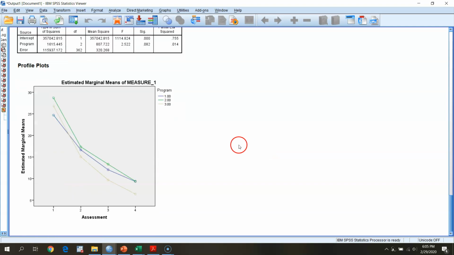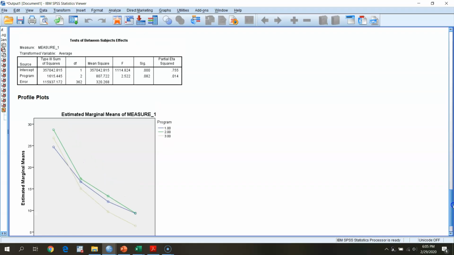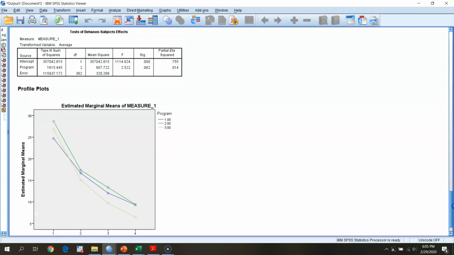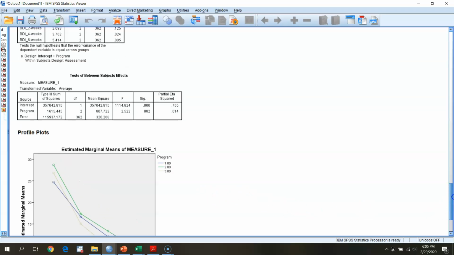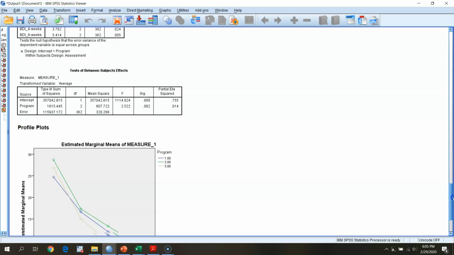So if we go down and take a look at our estimate of our marginal means here, what we're seeing is that everybody is reducing or decreasing, but maybe we see some differences here, maybe we see some differences here. Not super sure quite yet what we have going on. Anytime you have an interaction effect, my first recommendation would be to go through and plot that out.